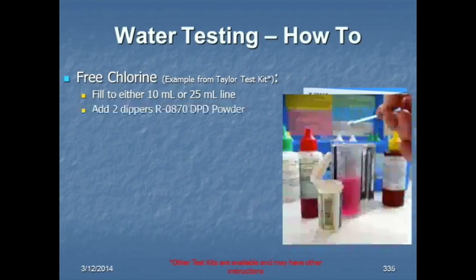You're going to add 2 dippers of the little white DPD powder. As you add those 2 dippers of powder, it will turn a pink color. In the presence of chlorine, that DPD powder that you're going to use will turn pink. Now, if you add a couple of dippers of powder and that sample is clear, the amount of chlorine in that sample is probably 0, but be very, very careful about that.